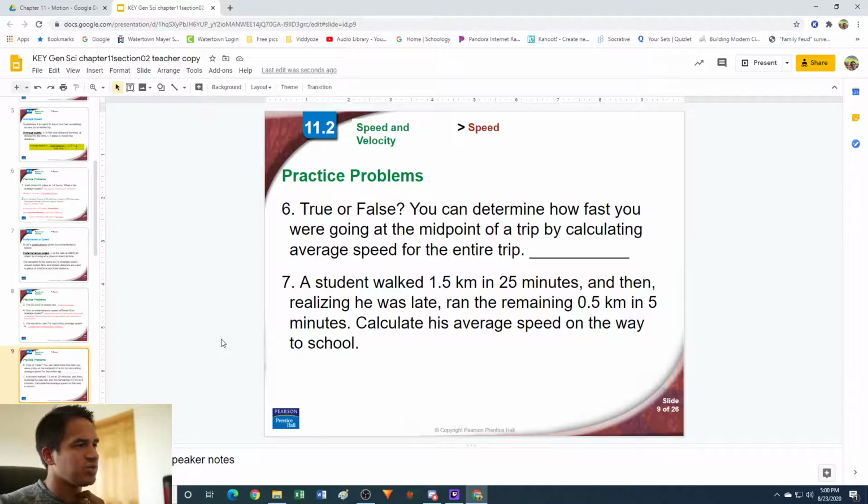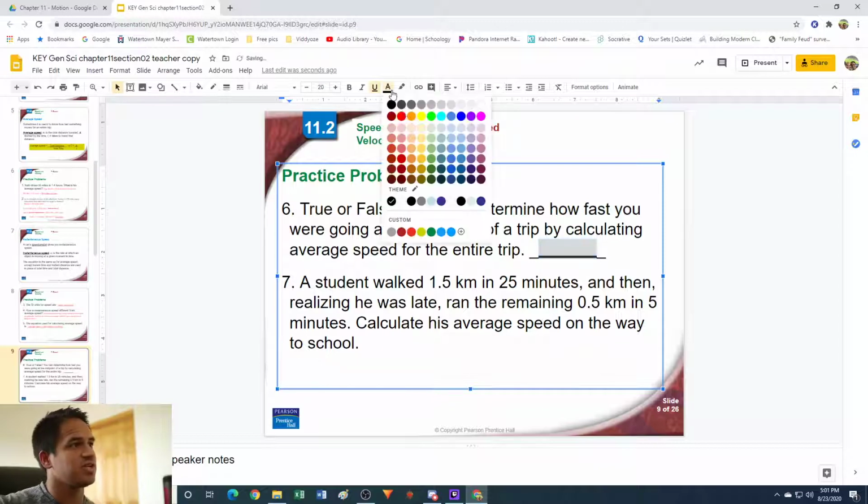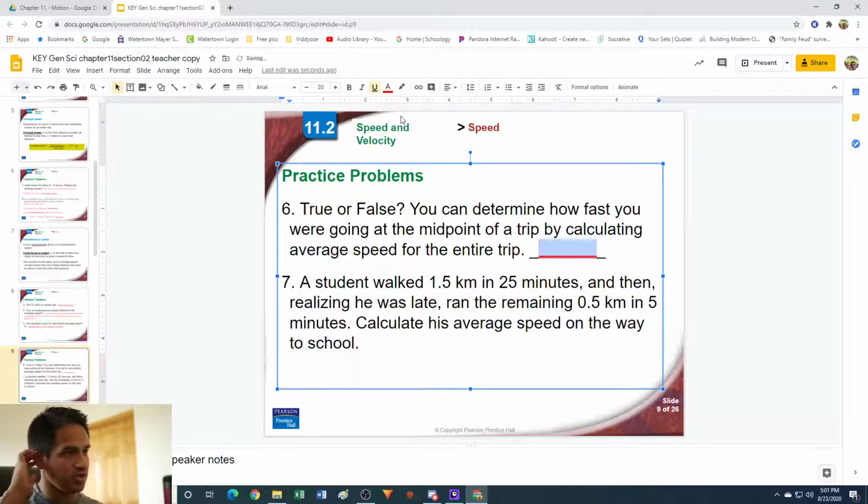Okay, number 6, true or false. You can determine how fast you are going at the midpoint of a trip by calculating average speed for the entire trip. No. You cannot determine a particular point in a trip using average speed, because the average speed is the whole trip. So if you wanted to know how fast you're going at the midpoint of a trip, you'd need to know your instantaneous speed at that particular point. So that is false.